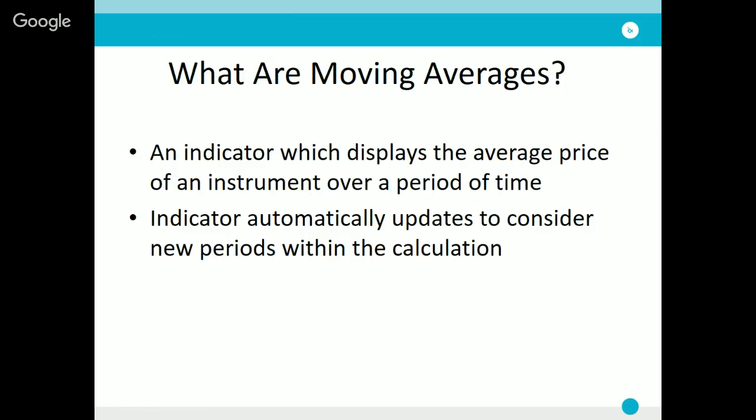If we're on the hourly chart, then a 10-period moving average is giving us the average over the last 10 hours. So the reason that it's called a moving average is because with each new period that unfolds, the look-back period moves up one to cover the latest period and then removes the oldest period from the calculation. So it's constantly updating itself.